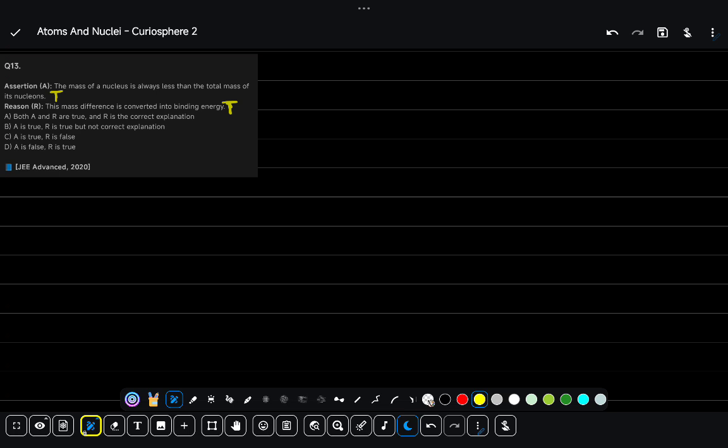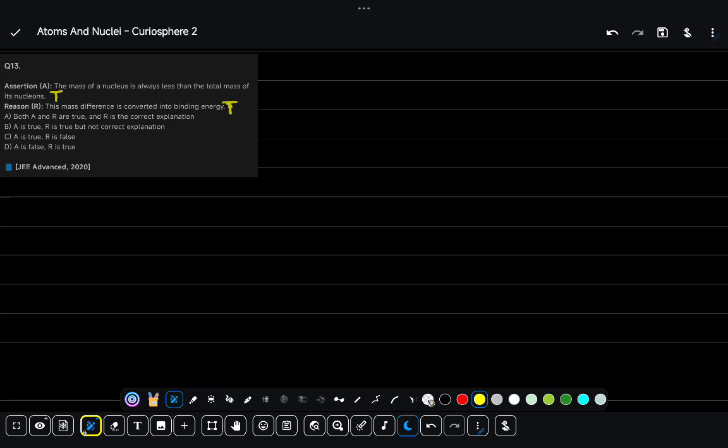See, think experimentally. We find the mass of the nucleus is less than that of the nucleons. Then we find where the mass defect is going. The mass defect is converted into energy. In that case, because there is a mass defect, that mass defect manifests itself as binding energy. In that way, you should choose option B.